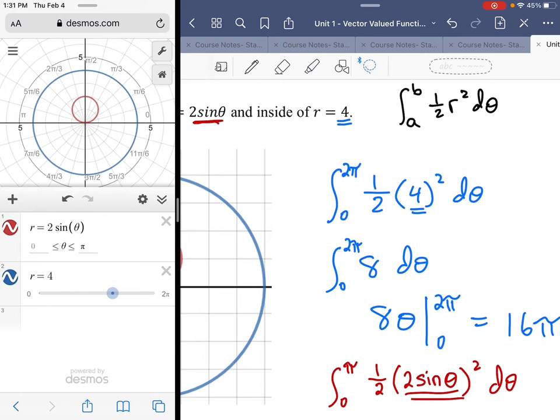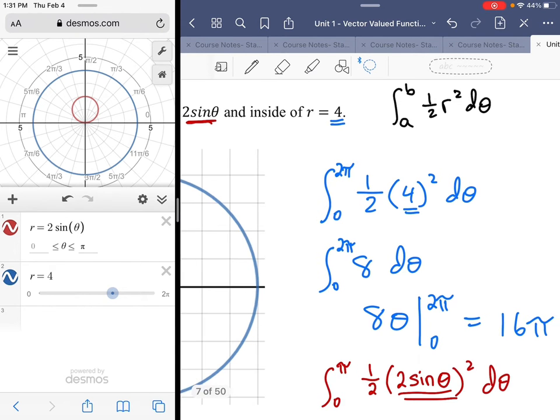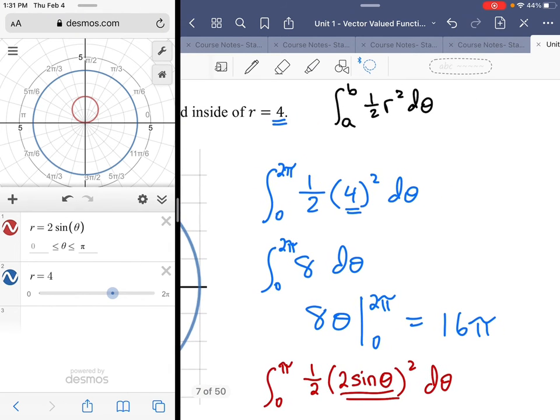The solution for the integral in blue is pretty simple because it's constant. 1/2 of 4 squared is 16, half of which is 8. The antiderivative of 8 with respect to theta is 8 theta, and over the interval of 0 to 2 pi that gives us 16 pi. So that part should be fine.